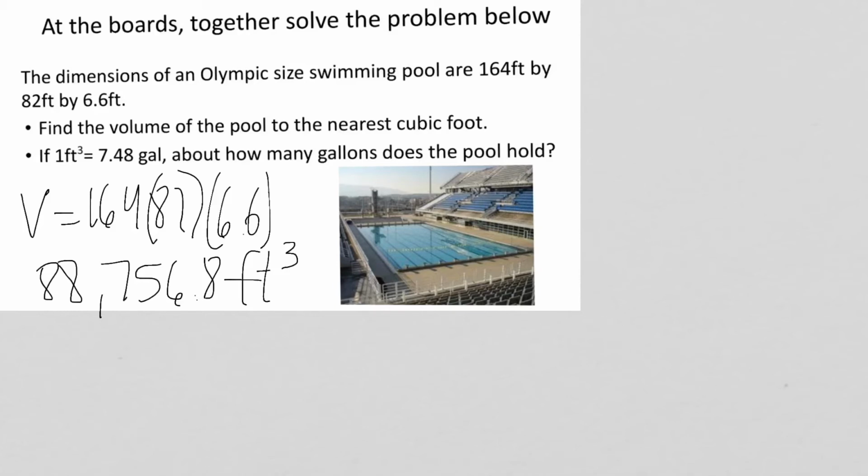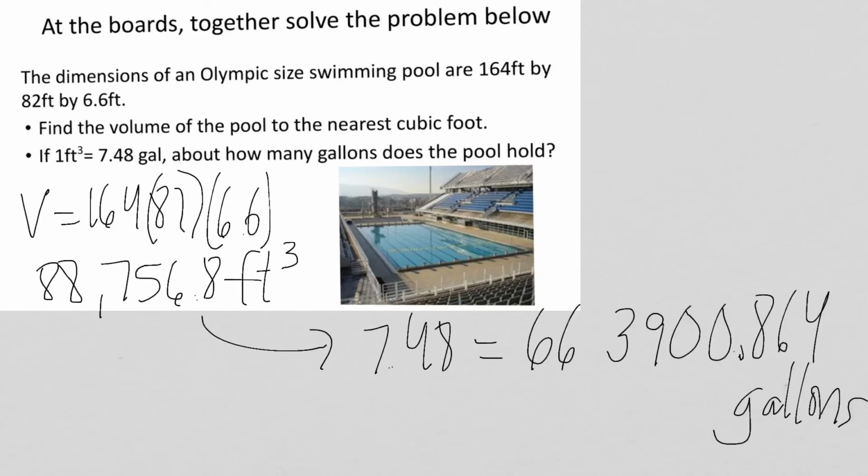Now, if 1 cubic foot is equal to 7.48 gallons, how many gallons does the pool hold? Well, I need to take this number and multiply it by the 7.48 to give me how many gallons. And that turns out to be 663,900 and change for gallons here.